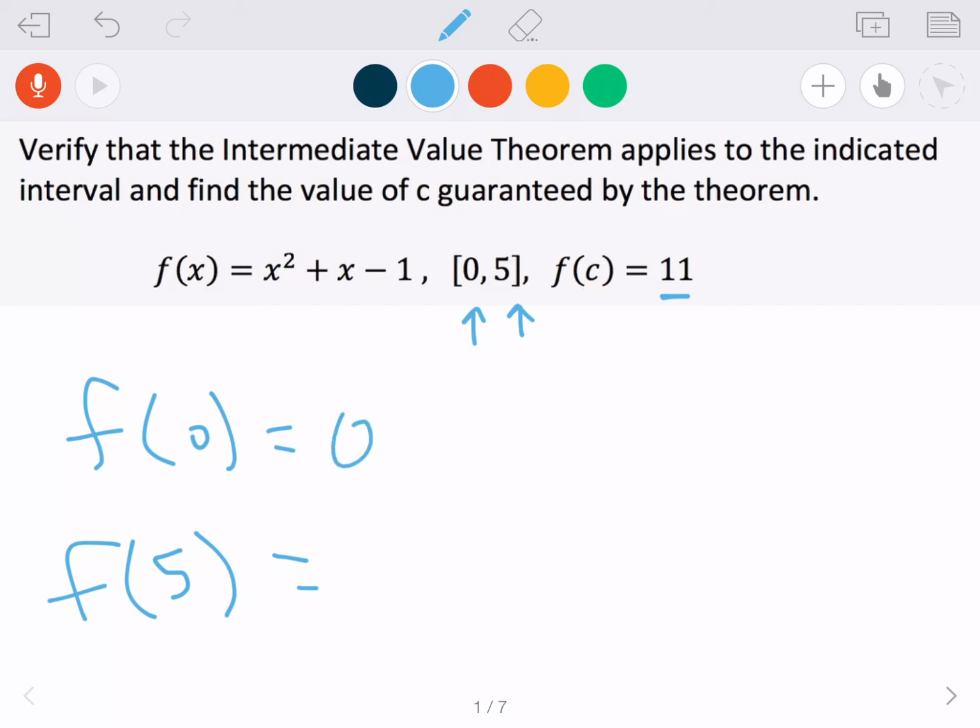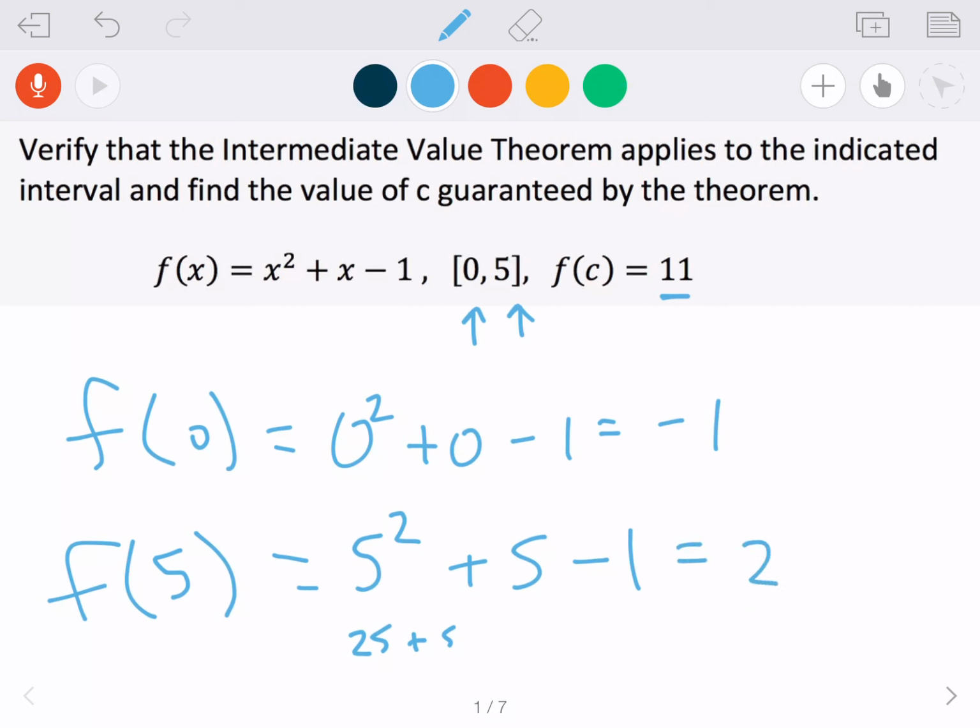If I plug in 0, I get 0 squared plus 0 minus 1, which gives me negative 1. And then f of 5 is 5 squared plus 5 minus 1. What is that? We got 25 plus 5 is 30, minus 1 is 29. Okay, so that's the first part. But now to verify that the theorem applies, this number has to fall between those two values, and it does, right? Just for solving a problem, that's enough to say, yeah, we can use the intermediate value theorem.